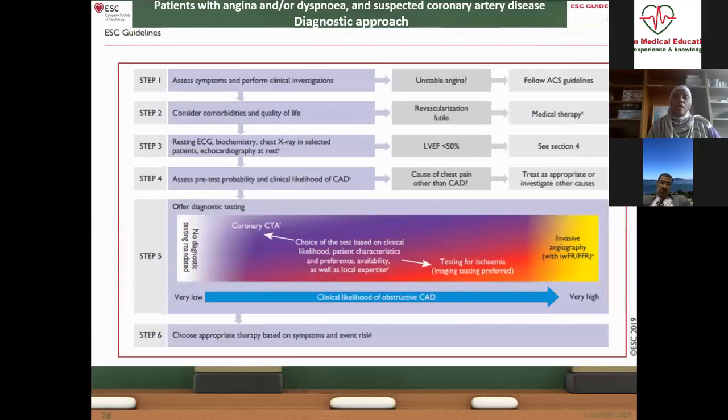The guideline provided like a guidance, and this is just maybe an update from the previous guidelines, the 2013 guidelines. And this is the diagnostic approach, the stepwise diagnostic approach, in the management or assessment of those patients. If you have a patient presented with angina and or dyspnea and you're suspecting coronary artery disease, you have to assess them systematically. So assess symptoms, perform all the clinical investigations or the basic blood tests, and rule out the instability or acute coronary syndrome.